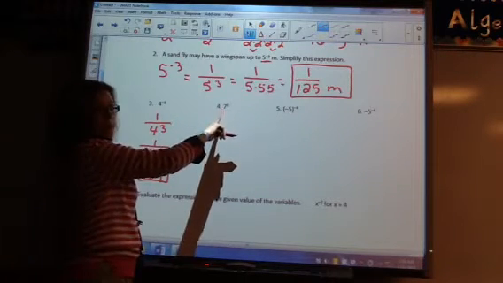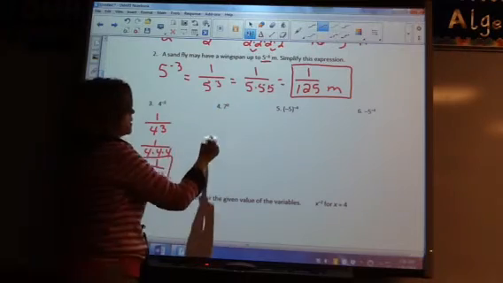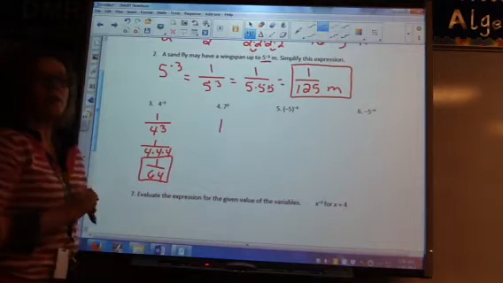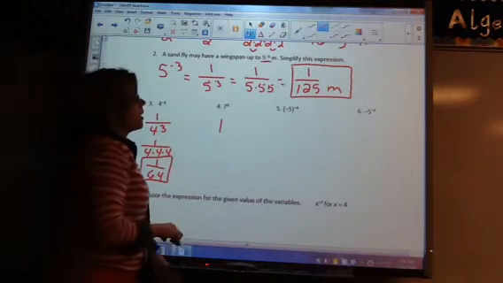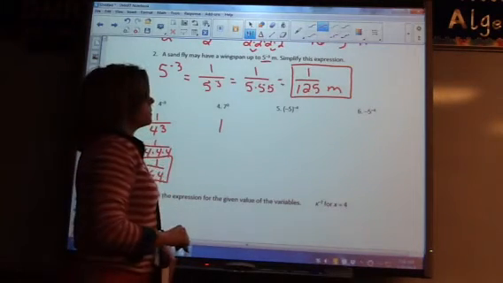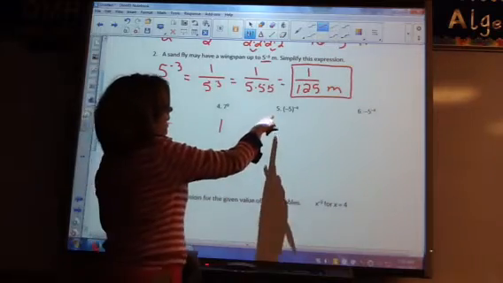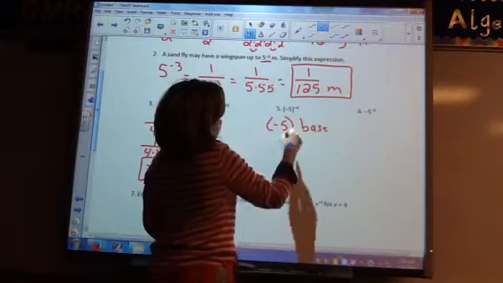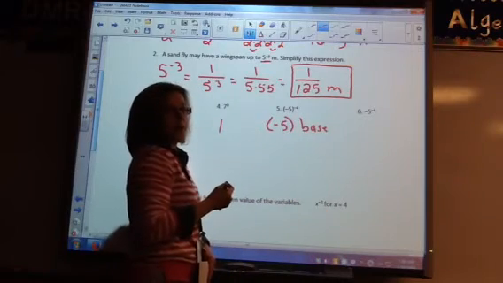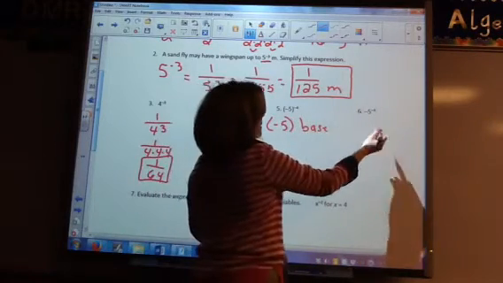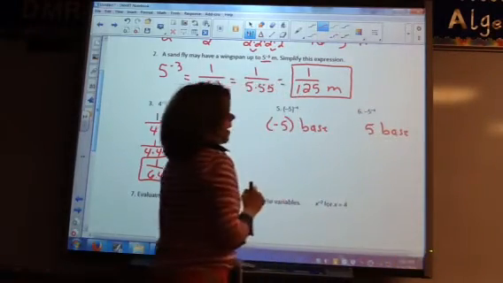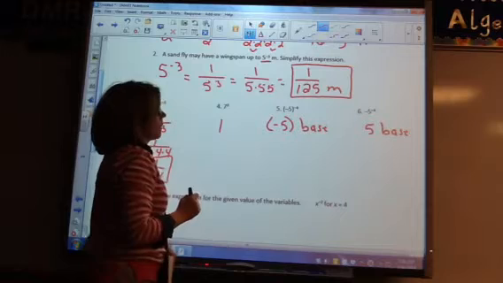Anytime you have a base raised to the 0, unless the base is 0, your answer is 1. Now, guys, on 5 and 6, you need to be very careful. Can you tell the difference between 5 and 6? On 5, your base is negative 5 inside the parentheses. On 6, your base is actually just 5. So let's look at number 5 first, okay?